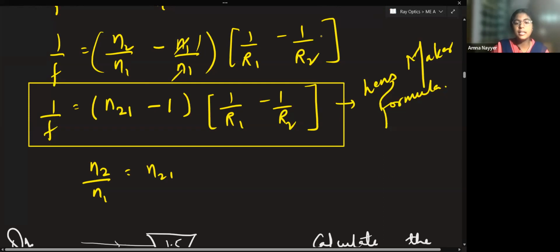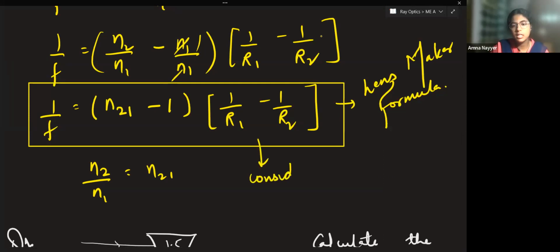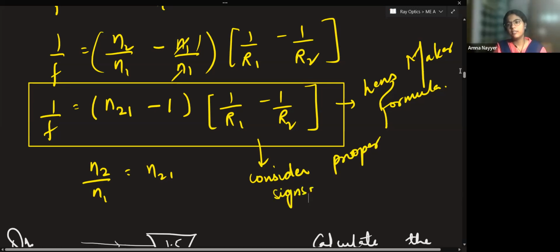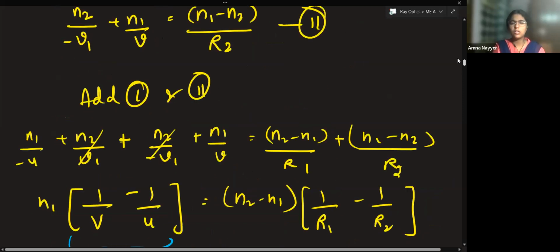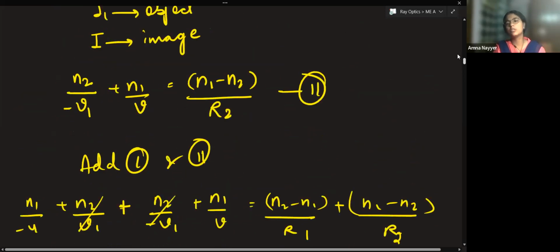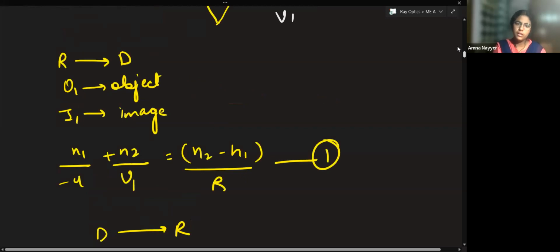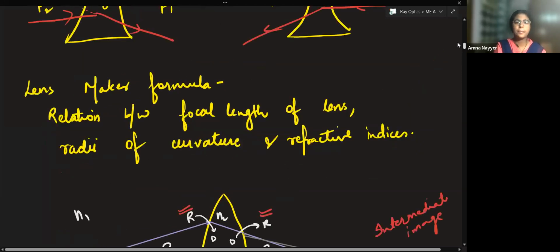And consider sign convention. I have told you so many times, it's the case of only optical instruments where I'll specifically tell you not to consider sign conventions. Otherwise, you have to consider proper signs. Signs means sign convention. Fine, before we move on to the numerical, start writing it down. At whichever point you're not able to understand, the derivation is not tough. Two equations were there. Those two equations were simply added. But still, if you have any difficulties, let me know. I'll answer it.